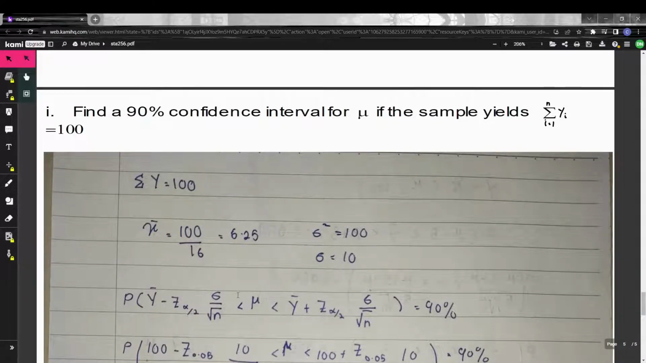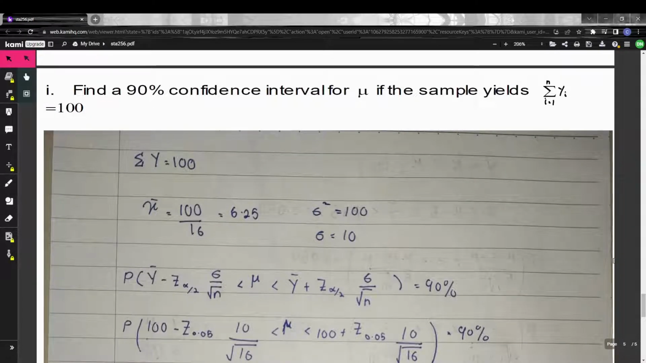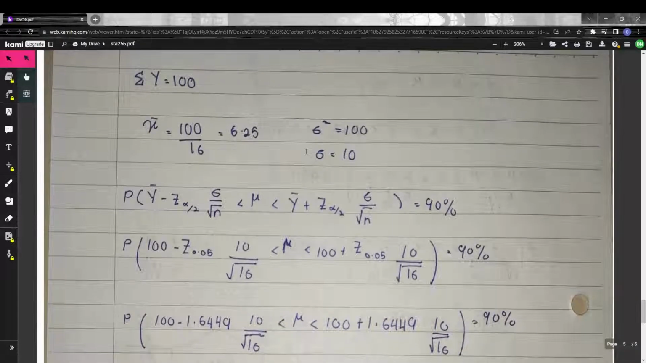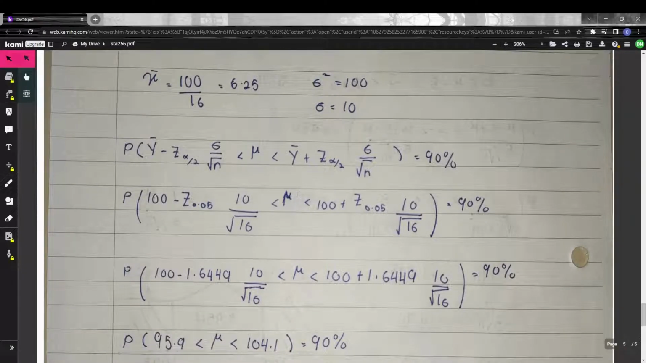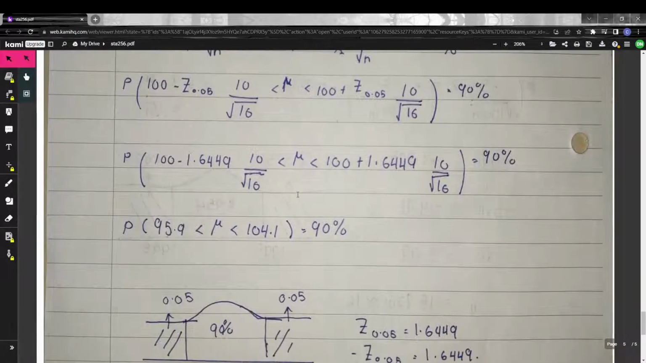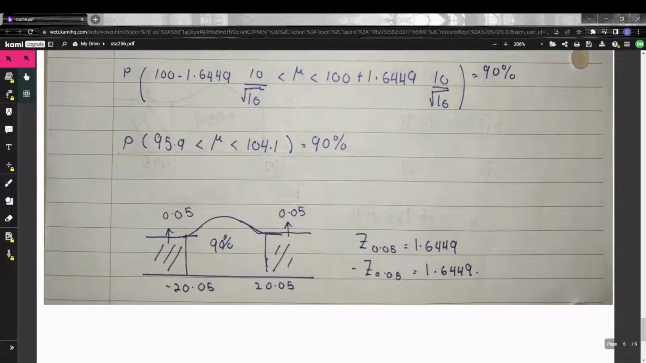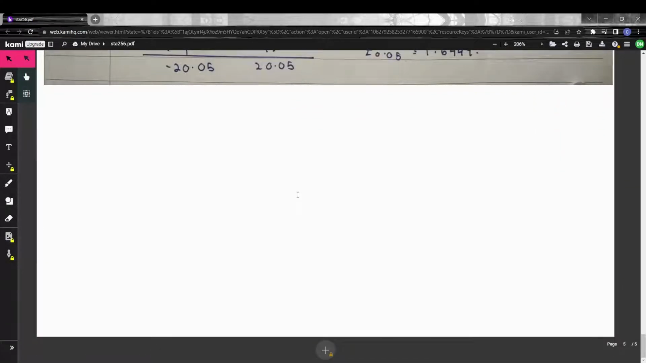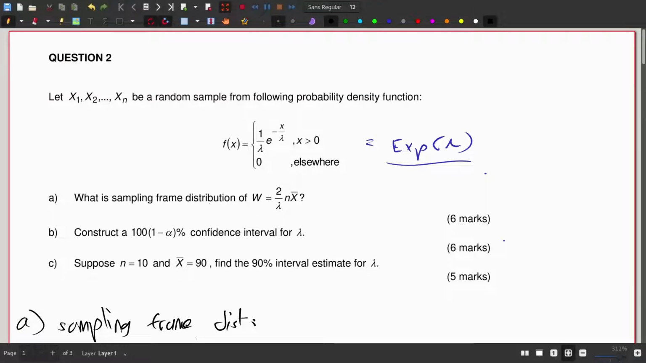Next, find a 90% confidence interval for mu if the sample yield equals 100. So as we know, sigma squared is equal to 100, so sigma is 10. After that, we conclude that we are 90% confident that mu is between 95.9 and 104.1.